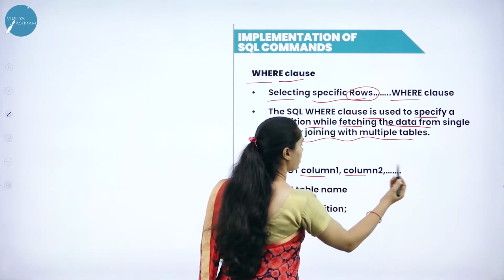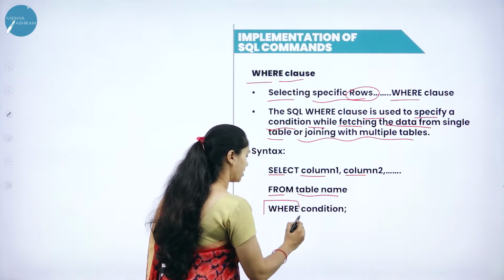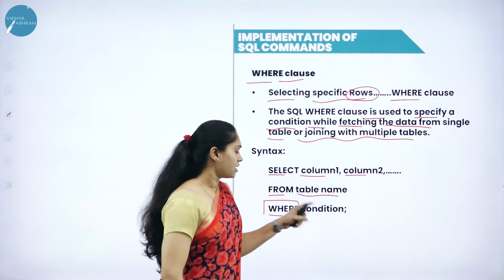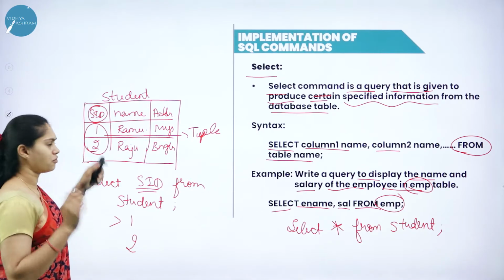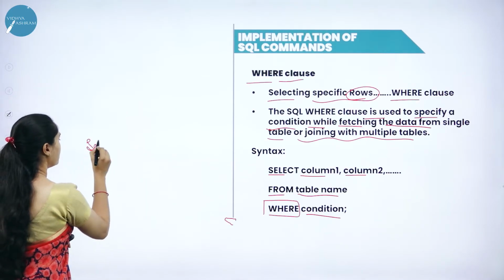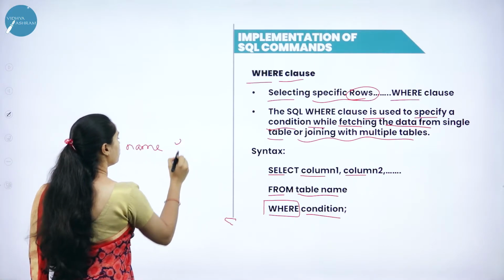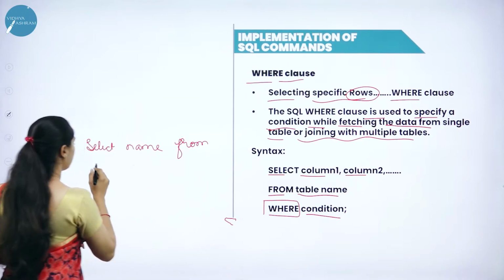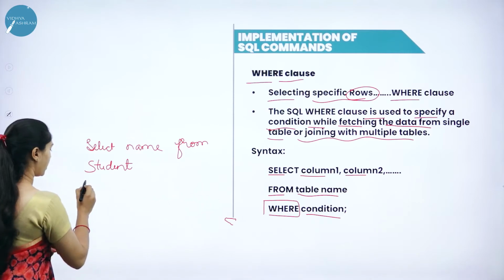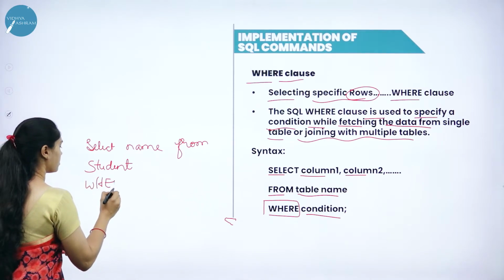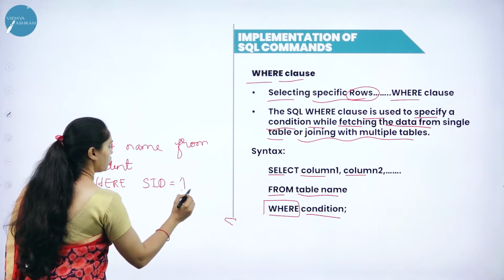Select column 1, column 2 up to column n from table name, and we have to use a keyword called where, and then take a condition. So let me write the condition to fetch the content of this first row. Select name, where name is a column here, from the student table. Then I specify the keyword where. What condition do I want? Where SID is equal to 1.